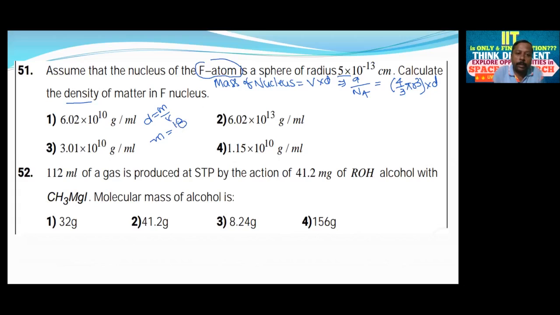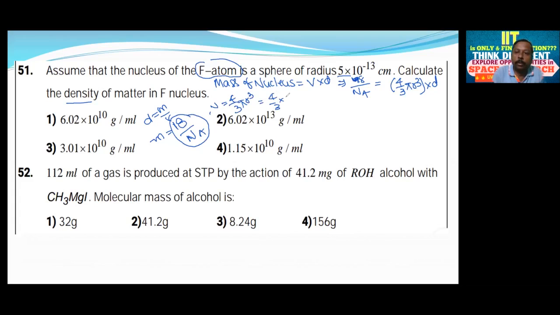Mass is 18 divided by Avogadro number. This is the mass of each fluorine atom. 18 is actually the mass number for 1 mole, but we want it for 1 atom. Therefore, 18 upon NA is the mass. And volume will be 4 by 3 pi r cube.